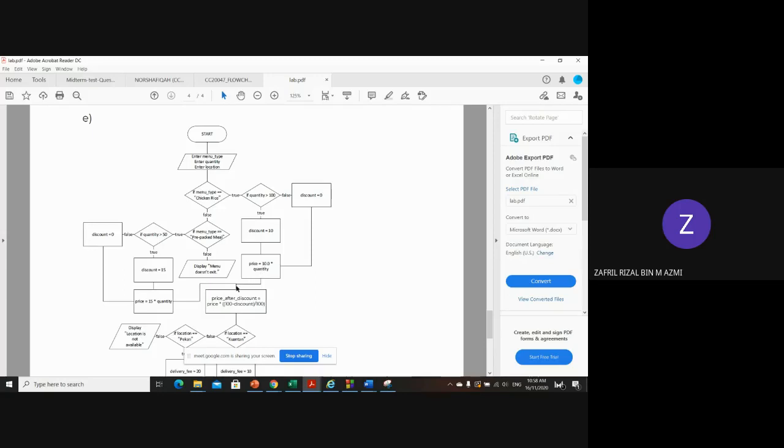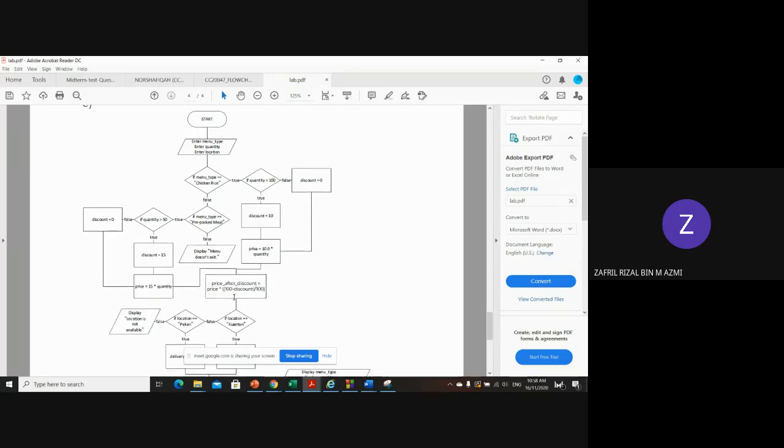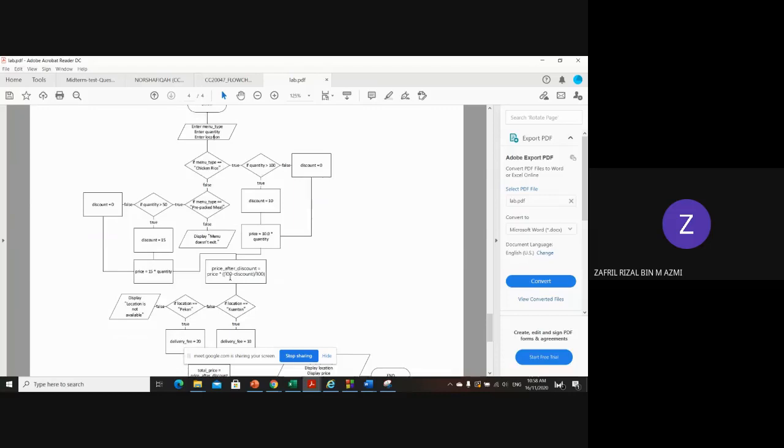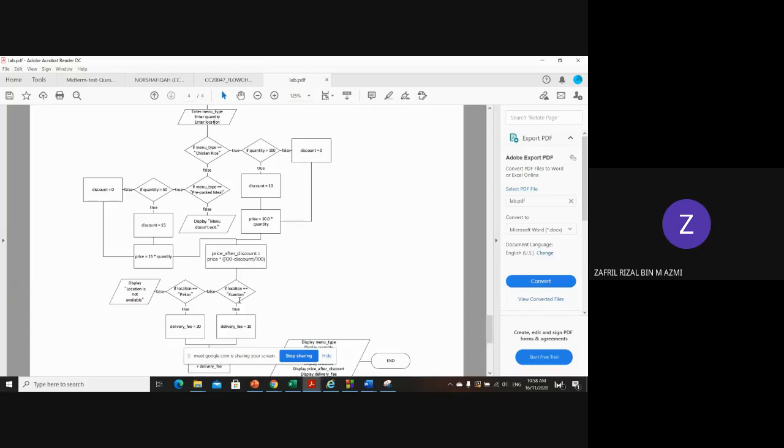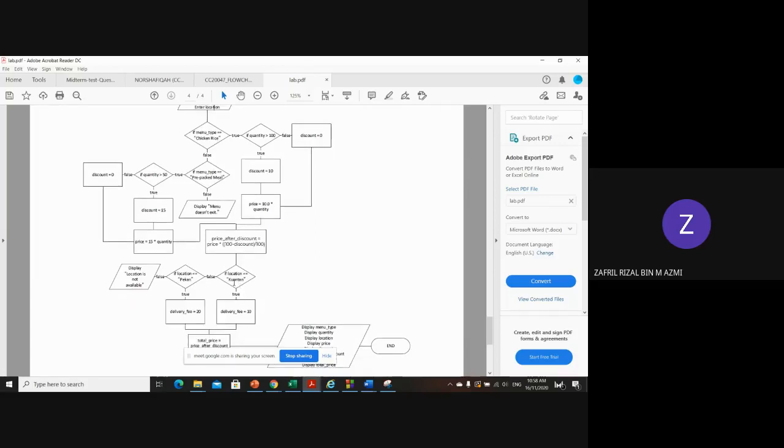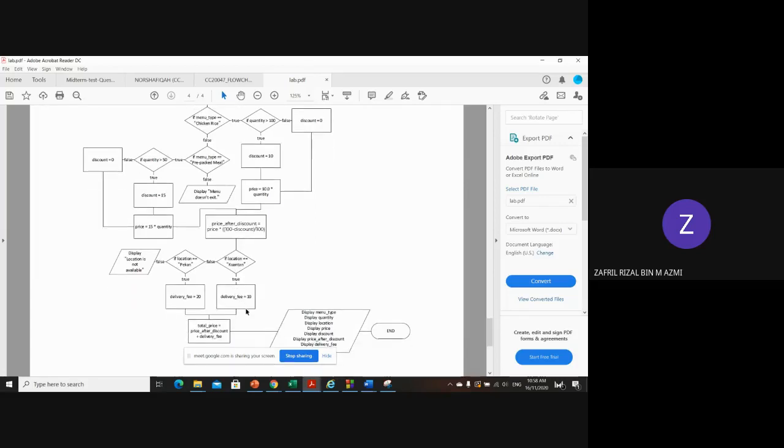Okay, and then calculate price after discount. Alright, so discount is 0. So no discount. Okay, correct. And then location: if Kuantan, delivery fee 10 ringgit. Okay, correct. So the flow is correct.